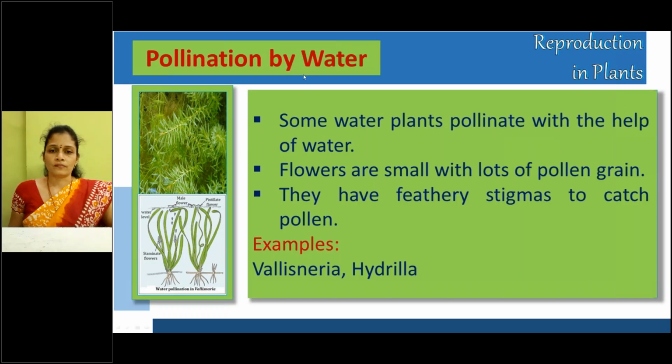Pollination by water. Water is an abiotic agent. Some water plants pollinate with the help of water. See here, children, examples of Vallisneria and Hydrilla. Both are water plants, and these two water plants are submerged, meaning they are underwater plants, and the flowers are very small. These plants produce very small flowers with lots of pollen grains, and these plants have feathery stigmas to catch the pollen.